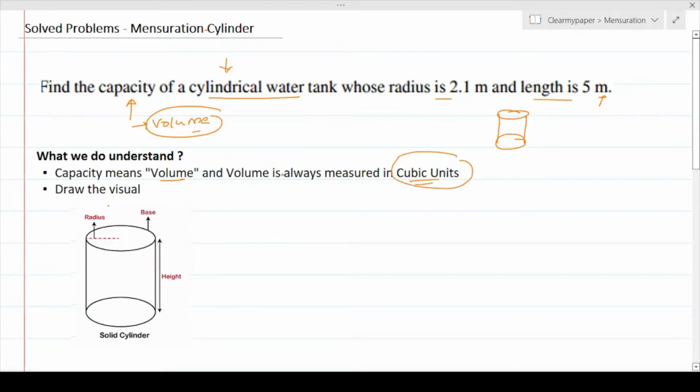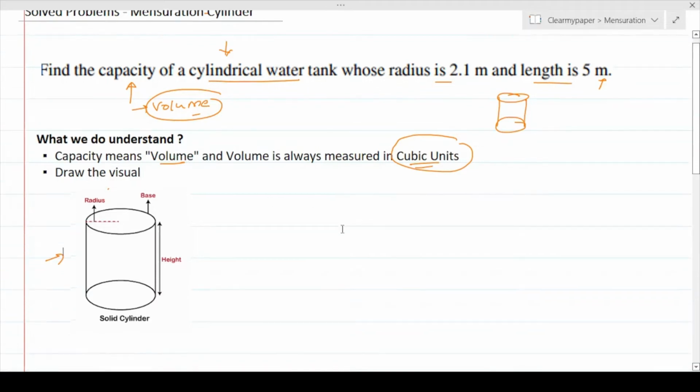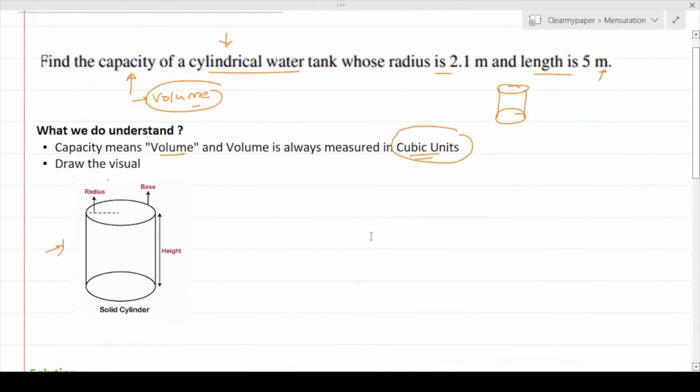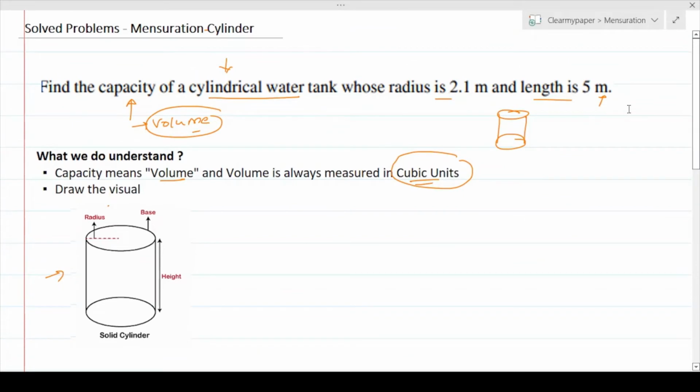Then we have been given the dimensions, so the best thing to do is always have a visual. We know it's a cylinder, and we need to find the volume of a cylindrical water tank. So we draw the visual, note all the dimensions mentioned and what we would need for a cylinder. What is given is a radius of 2.1 meters and a length of 5 meters. The units are in meters. Now let's solve the problem.